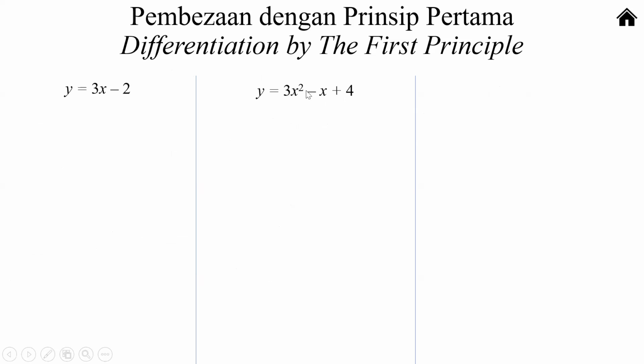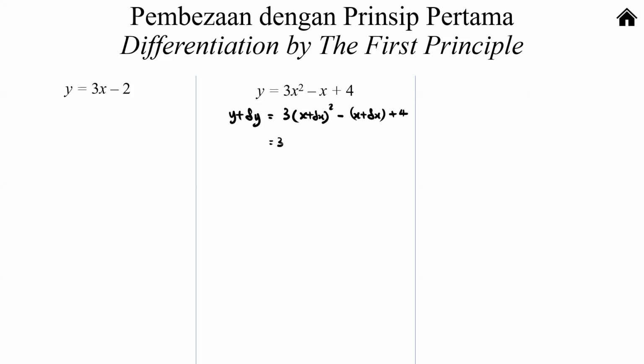Okay, what about if this is the function? So I will do like this. Either you use that formula or you use this: y plus delta y equals 3. Whenever you see x, you replace with x plus delta x, and then minus x plus delta x, and then plus 4. What's next? Open up the bracket.